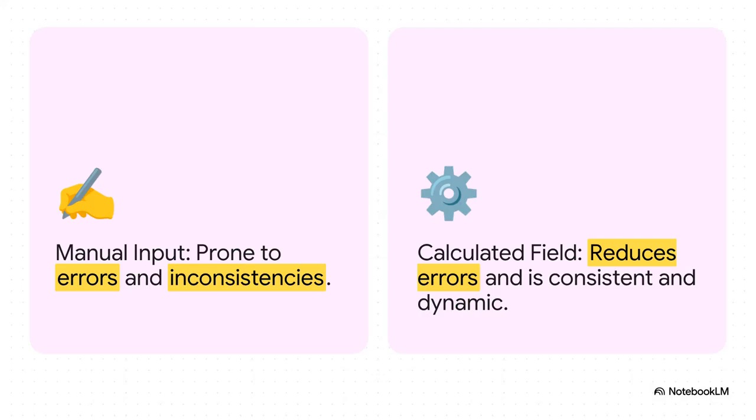And when you compare this to the old way of doing things, wow, the difference is night and day. I mean, trying to calculate everything by hand, that's just asking for trouble, right? Typos, old numbers you forgot to update, it's a mess. But a calculated field, it just solves all of that. It's always accurate, it updates instantly, and it's totally dynamic. You change the quantity from 2 to 3 and bam, the total is updated right away. No extra work for you.